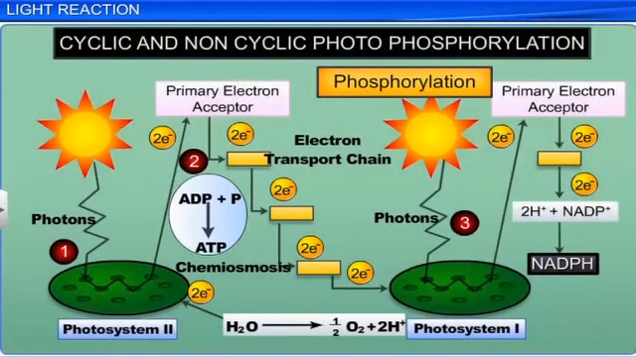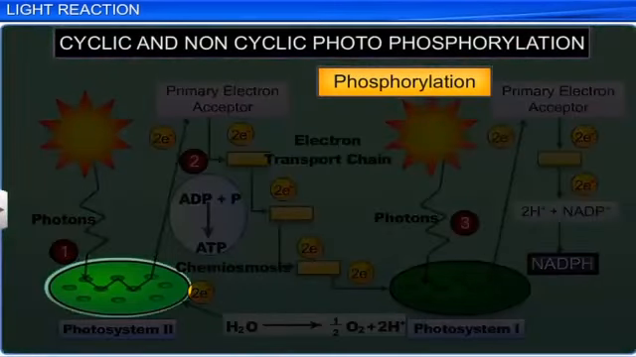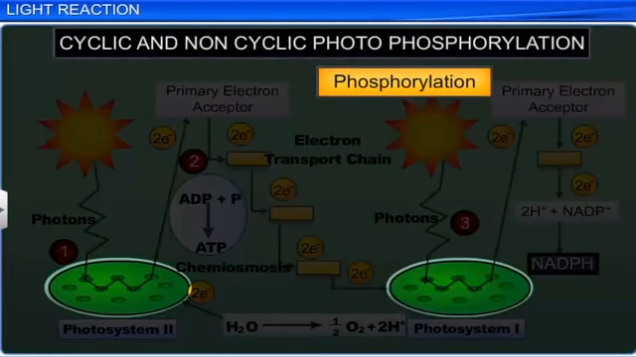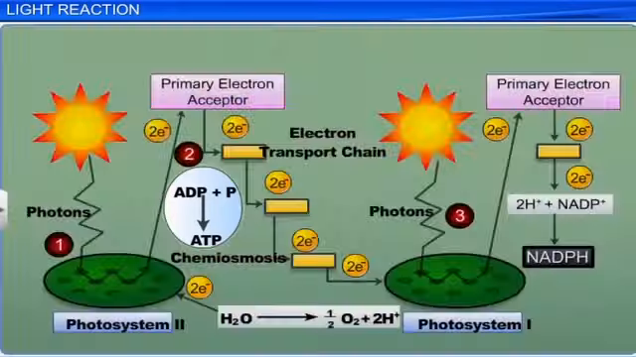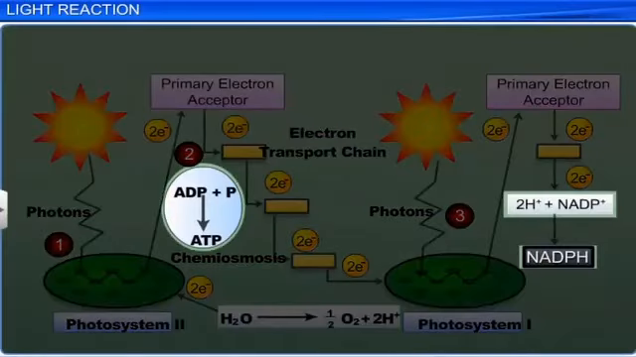In non-cyclic photophosphorylation, PS2 and PS1 work in series. These two photosystems are connected through the electron transport chain. ATP and NADPH are synthesized in this electron flow.